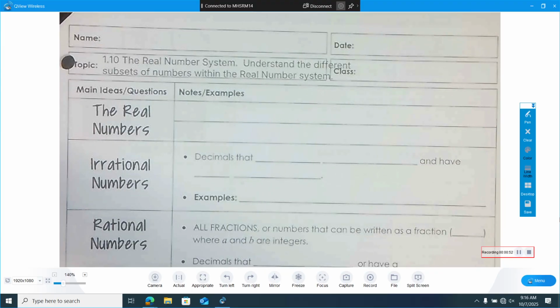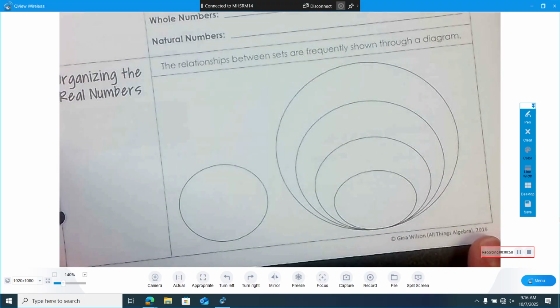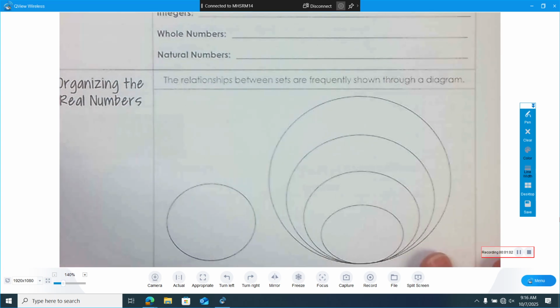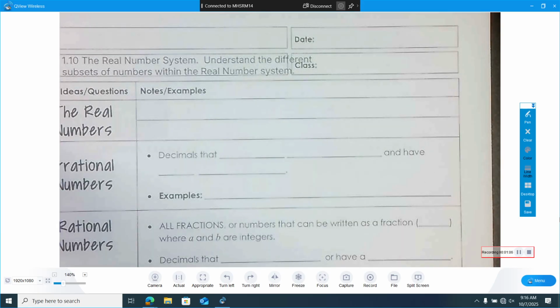Gracias. Okay. All right. So you can see down here we have a nice little picture we're going to complete. This is our real number system and how we can organize it in a really nice way. So we're going to fill that out. I'm excited. I love that.